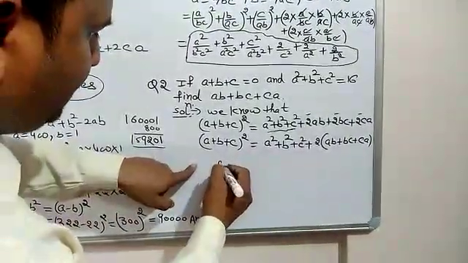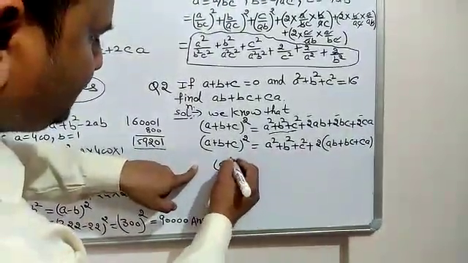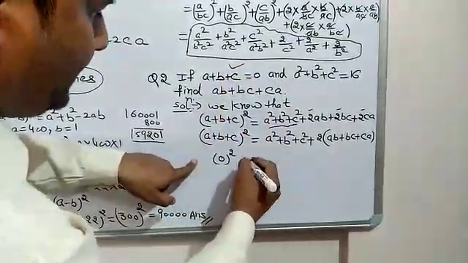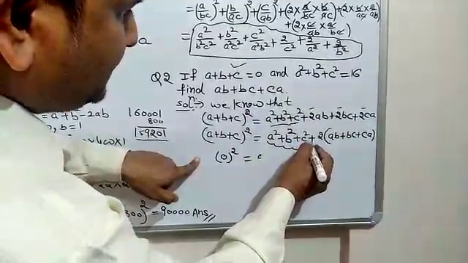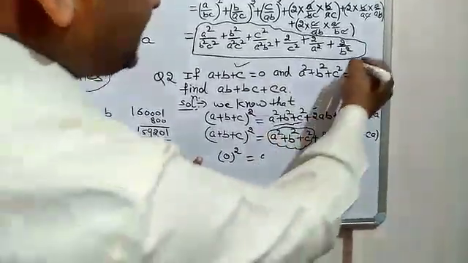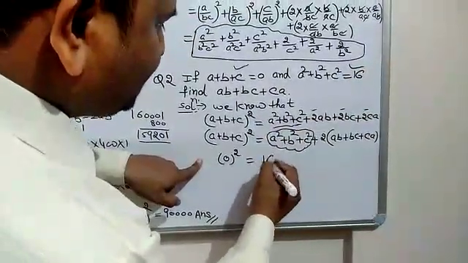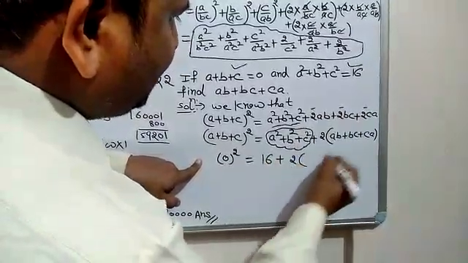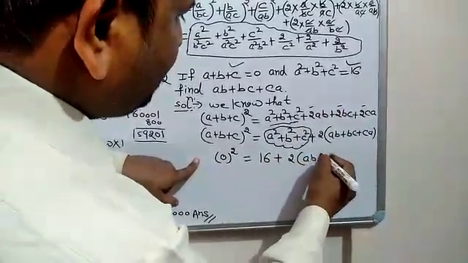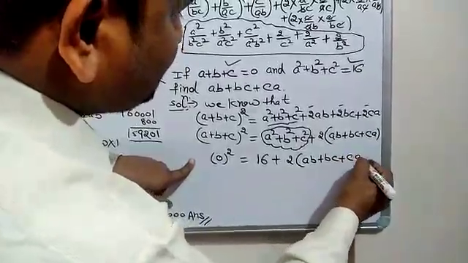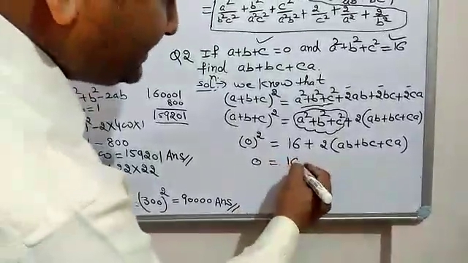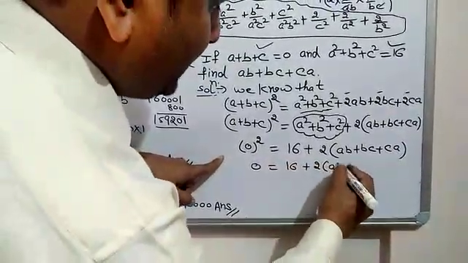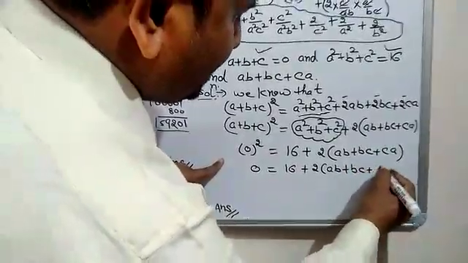So substitute the value. A plus b plus c is 0 for us, so I am using this value: equal to a square plus b square plus this value. This value, students, is what? 16. So I am writing here 16 plus 2, and this value is not given to us: ab plus bc plus ca. This we have to find out. So students, see, 0 square is 0, equal to 16 plus 2 into ab plus bc plus ca.